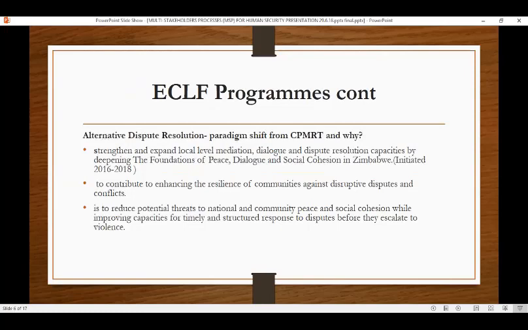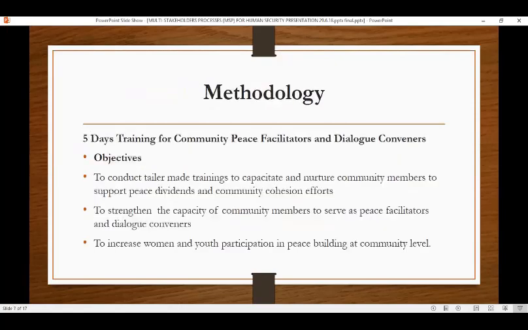It's a program, but because the communities have already got the skills, they are going to be continuing with it. This also aims at enhancing the resilience of communities against the disruptive disputes and conflicts that are going to be there. It is also aimed at reducing potential threats to national and community peace and social cohesion, while improving the capacities for timely and structured response to disputes before they escalate to violence.